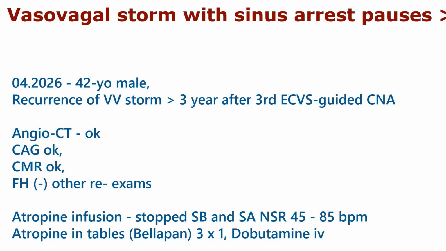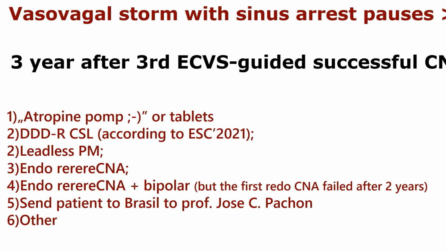And we can also have another problem, the long-term recurrences. This is the example of our third recurrence after the previous 3 procedures. The patient was admitted again for vasovagal storm with severe documented sinus arrest, and we gave him atropine. It was still positive. The patient was sent to our consultation again.